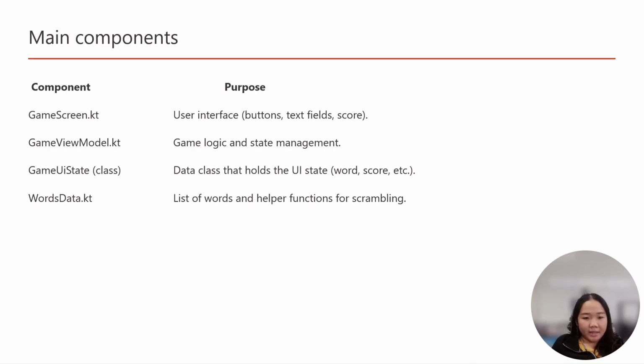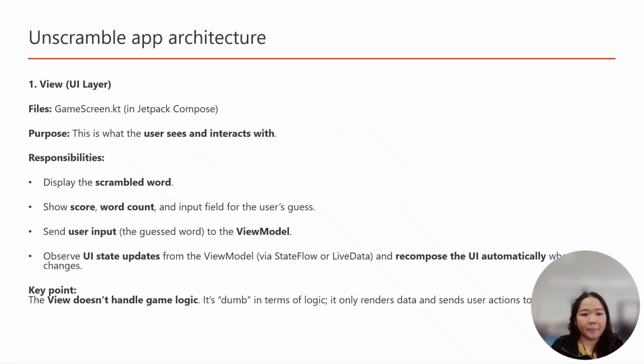Game UI state is a data class that holds the UI state, word, score, etc. And the WordData.kt is for the list of words and helper functions for scrambling. Okay, let me present the Unscramble app architecture by breaking it down step by step.